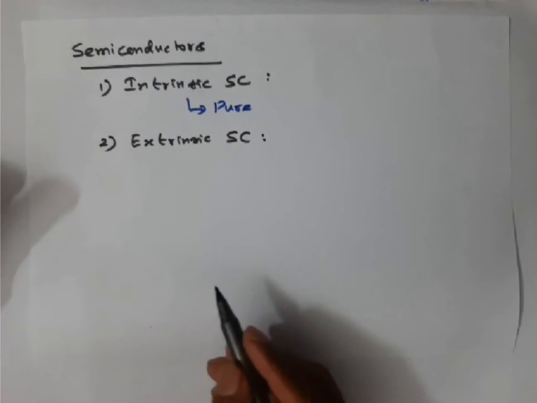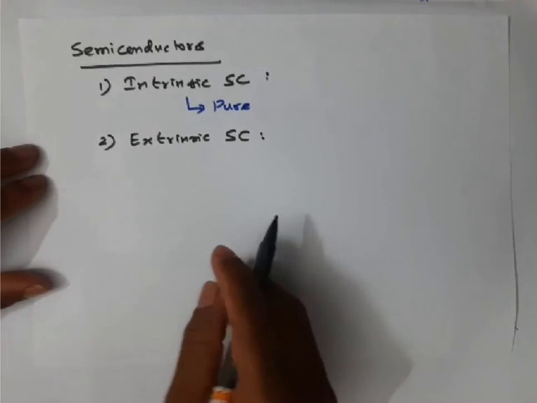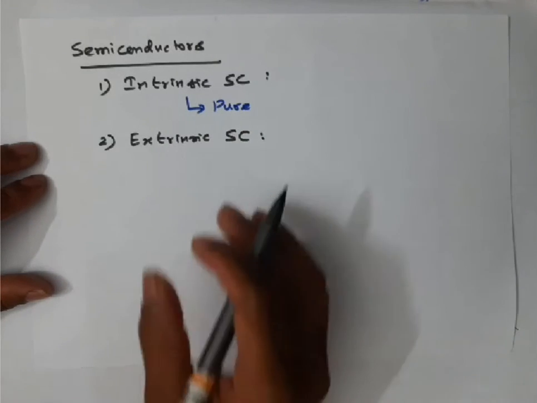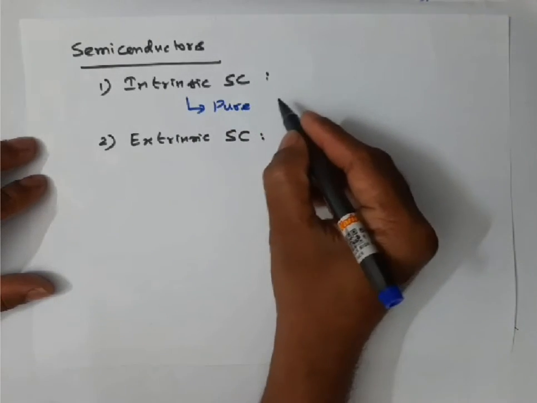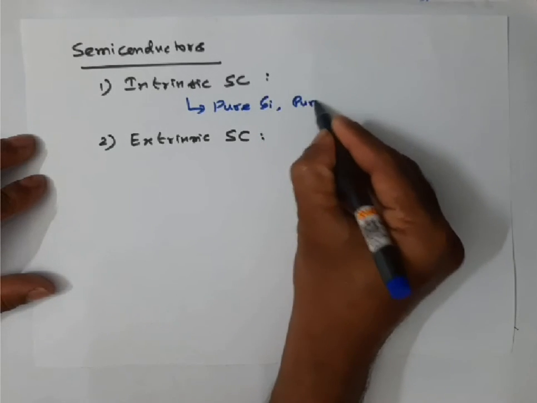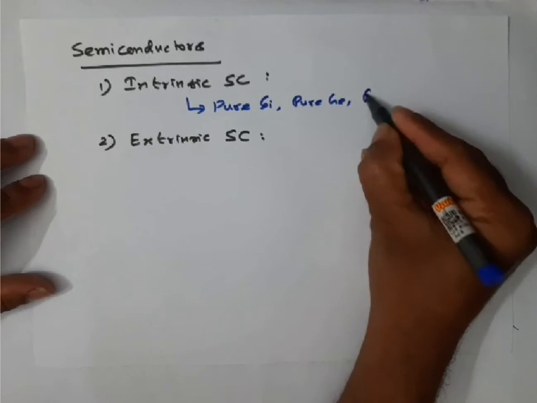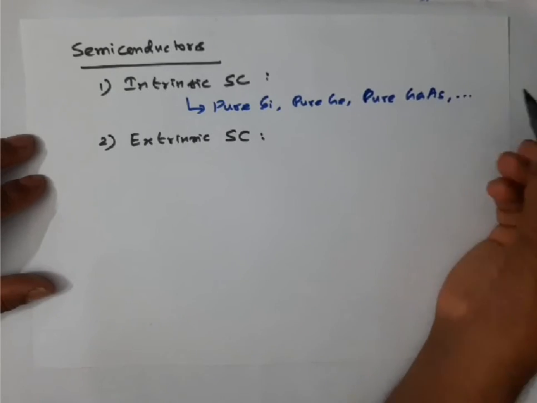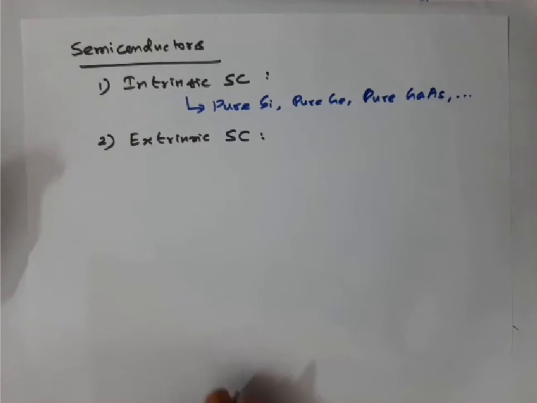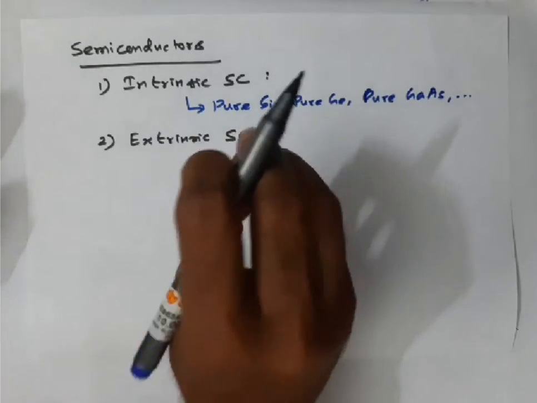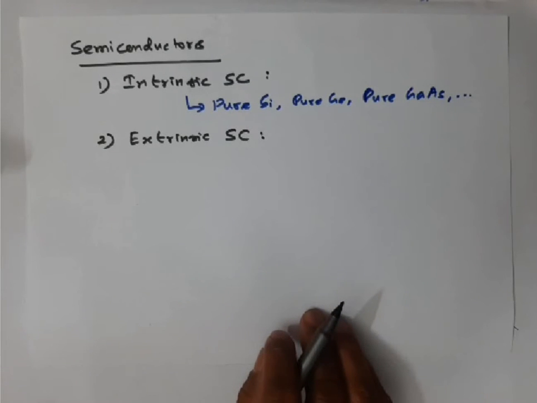If you take pure silicon, pure germanium, that means you should not add any impurity. Pure silicon, pure germanium, pure gallium arsenide. These are a few examples of intrinsic semiconductors. Intrinsic means you should take pure semiconductors without adding any impurity. It's called intrinsic semiconductor.